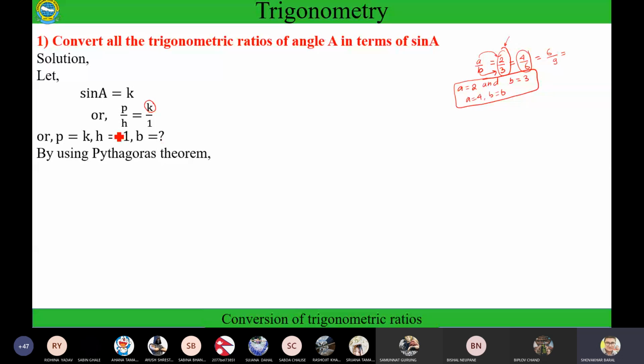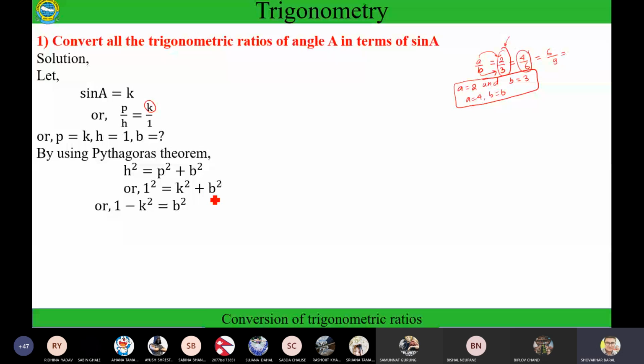By using Pythagoras theorem, h square is equals to p square plus b square. Replace the values. 1 square equals to k square plus b square. Just wait for a minute. Just try to understand. I will give you some time to copy it. Okay, at least 2 to 3 minutes I will provide you. So 1 square equals to k square plus b square.